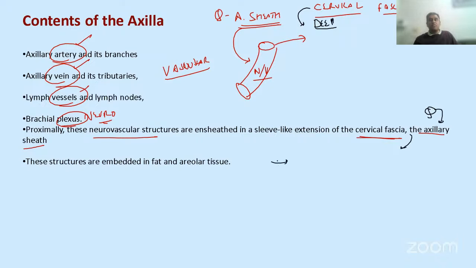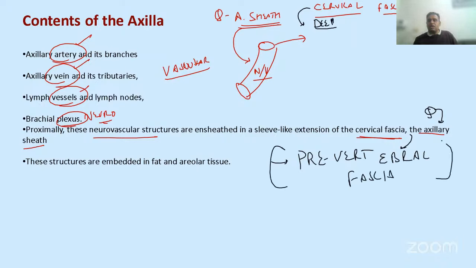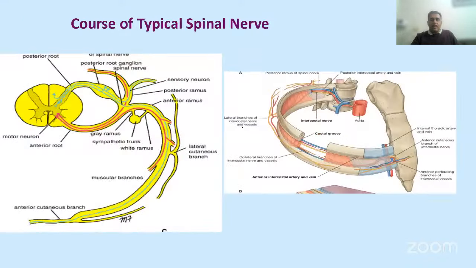It's a very famous MCQ. They will ask you because all the MCQs are actually coming from the important topics. Understand that. So the axillary sheath comes from a deep fascia, that is your prevertebral fascia. So please note this down in your notes. Prevertebral fascia, star mark. Axillary sheath is derived from prevertebral fascia. So all these are the contents of the axilla, the neurovascular structures, and these structures are embedded in fat and areolar tissue. Fine, that is okay. Okay, let us move forward.